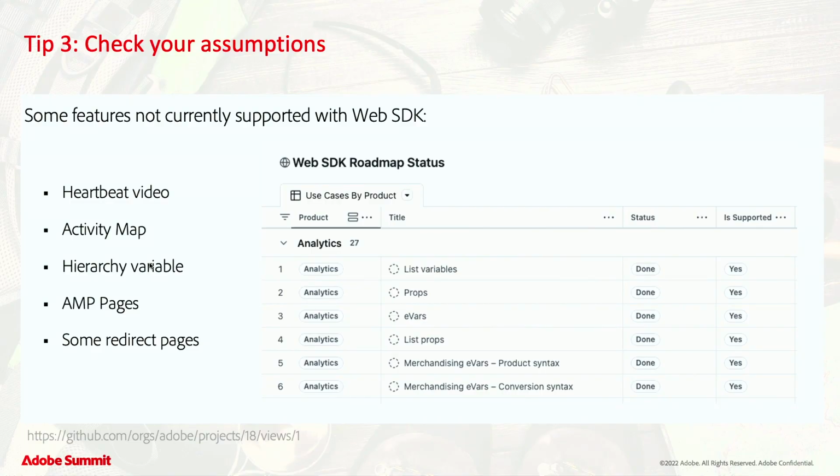The hierarchy variable, I'm sorry to report, is not going to be supported. So anyone who's using the hierarchy variable, it's not coming back. Please don't be using it. Please, please, please. AMP pages are not ever going to be supported. Don't ask me why. If you have AMP pages, I'm sorry.